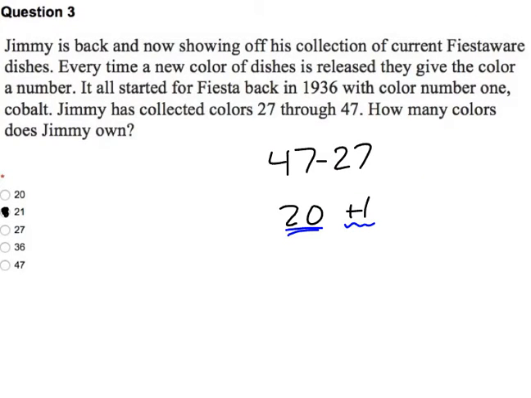And question number 3. Jimmy is back and showing off his Fiesta wear. Very exciting. Lots of TMI here. Love TMI in these word problems. Too much information. Who cares when they came out? We need to weed through the info. It says that he has collected colors 27 through 47, so how many does he own? We're going to subtract the 2. Be sure to add that 1 for my answer of 21.